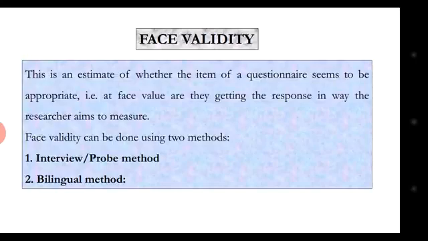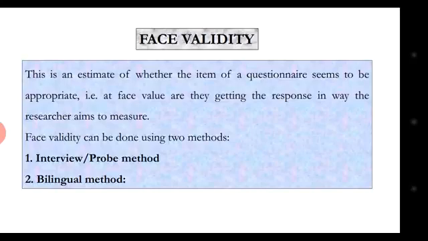You are setting the questionnaire with one perception or one intention in your mind as a researcher, because in accordance with your research problem you are setting up the questionnaire to collect the data. You feel that the target group, the respondents to whom you are going to administer this questionnaire, will also give responses in the same fashion that you are expecting from them. So this is like an estimate of whether what you are expecting meets the reality or not.